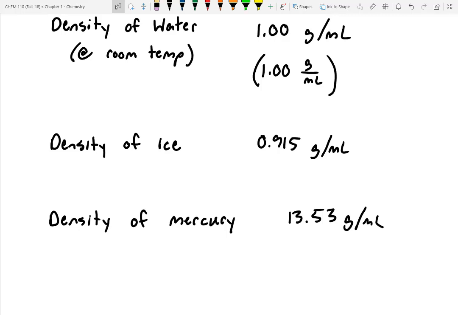So in lab tomorrow, you're going to be looking at the mass of pennies, the volume of pennies, and then calculating the density of pennies, and then coming up with some hypotheses to explain what you're observing. So that's going to be your goal tomorrow.